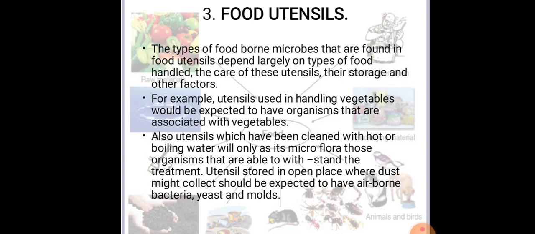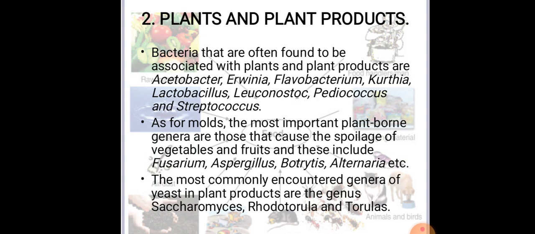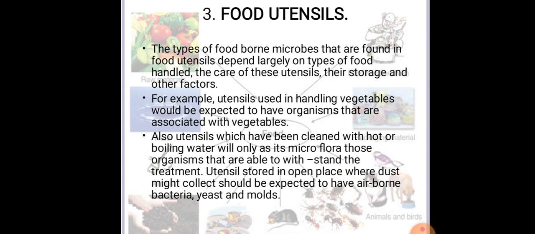Now along with that, there are different fungal species, including plant-borne genera responsible for causing spoilage of vegetables and fruits, like Fusarium, Aspergillus, Botrytis and Alternaria species. And within the yeasts, the most common species are Rhodotorula and Saccharomyces species.